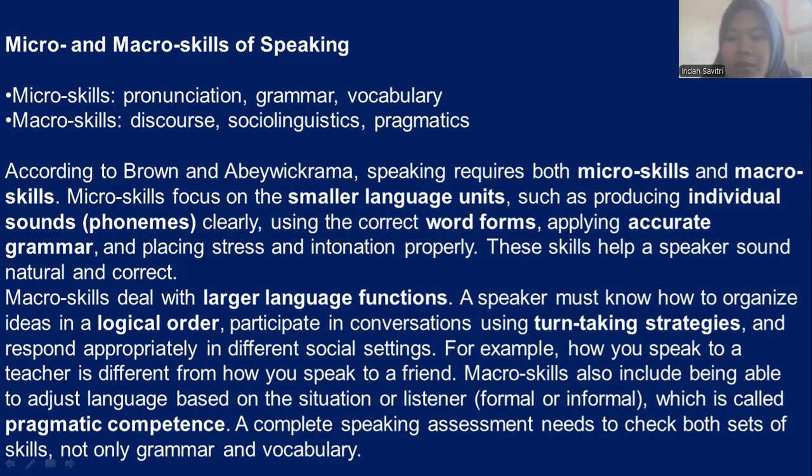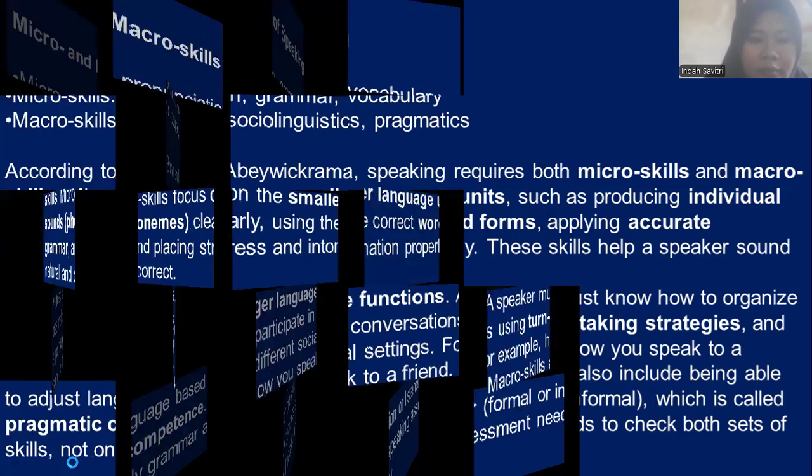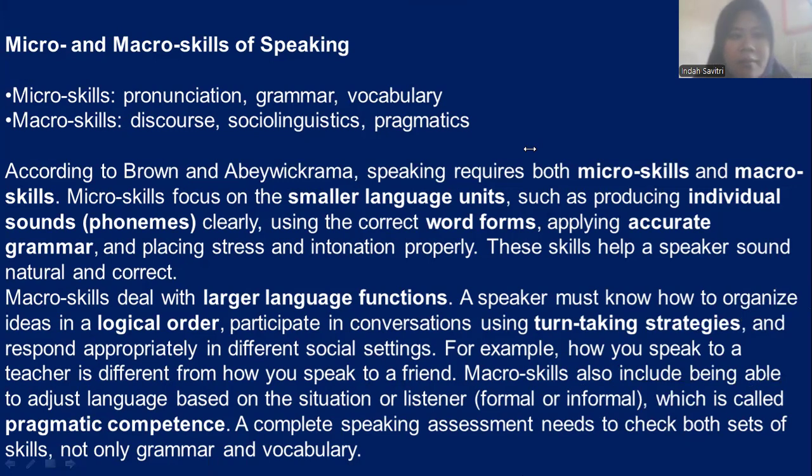Macro skills also include being able to adjust language based on the situation or listener, formal or informal, which is called pragmatic competence. A complete speaking assessment needs to check both sets of skills, not only grammar and vocabulary. According to Brown and Abeywickrama, speaking requires both micro skills and macro skills.